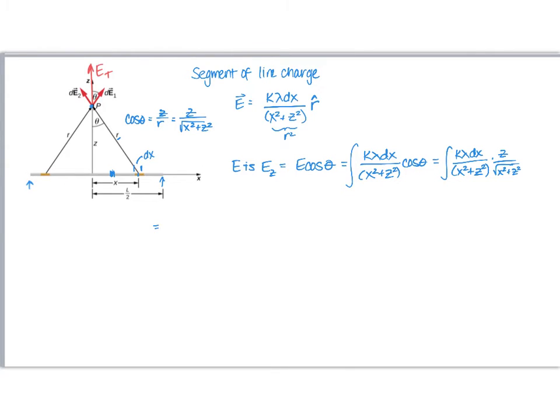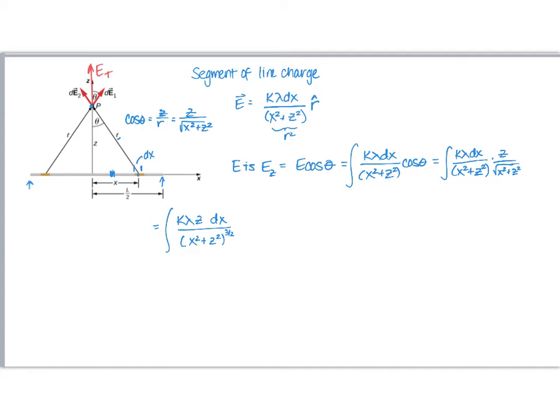And then we're finally going to have k lambda z dx over x squared plus z squared to the 3/2. And that's my integral. Now, it might initially be troubling because you might think z seems like a variable too. But in this context, z just represents the distance from the line of charge to where you want to find it. So z is actually like a constant number in this particular problem.